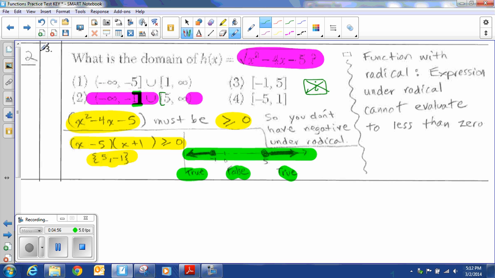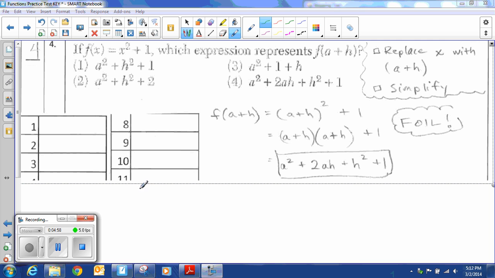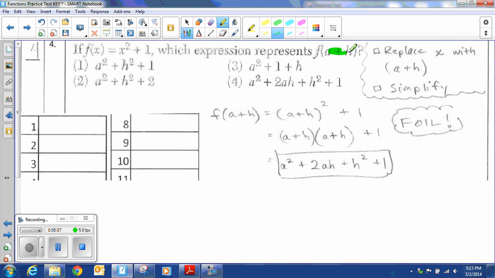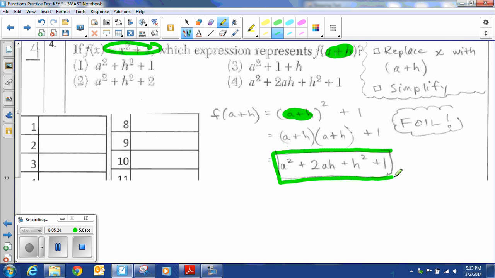All right, number 4, replace x with a plus h in this expression, and simplify. So you're taking f of a plus h, plugging a plus h into this function, x squared plus 1, and you're going to have to FOIL it out. You end up with a plus h times a plus h. Final answer is a squared plus 2ah plus h squared plus 1.